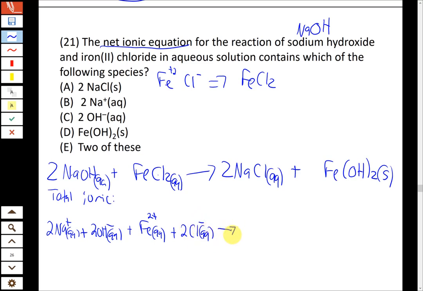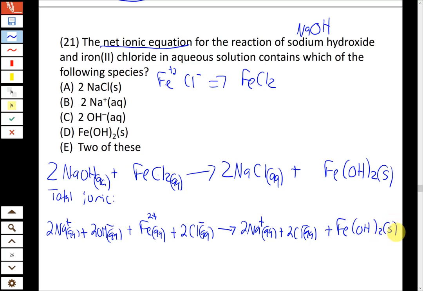And then on the product side, again, the ones that are aq, aqueous, are going to be split up. So our sodium chloride is going to be separated into Na plus and Cl minus, each with a coefficient of 2 because of the coefficient in the balanced equation. But then the second product, as we said, is insoluble, so that's not going to be separated as an aqueous species. It's going to be just left as Fe(OH)2 solid.